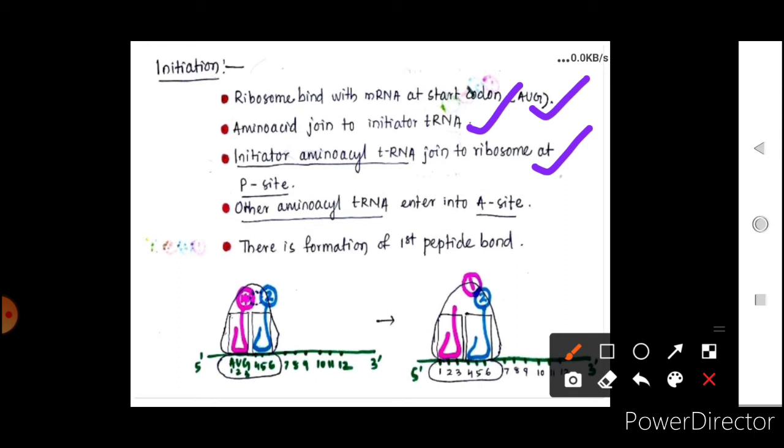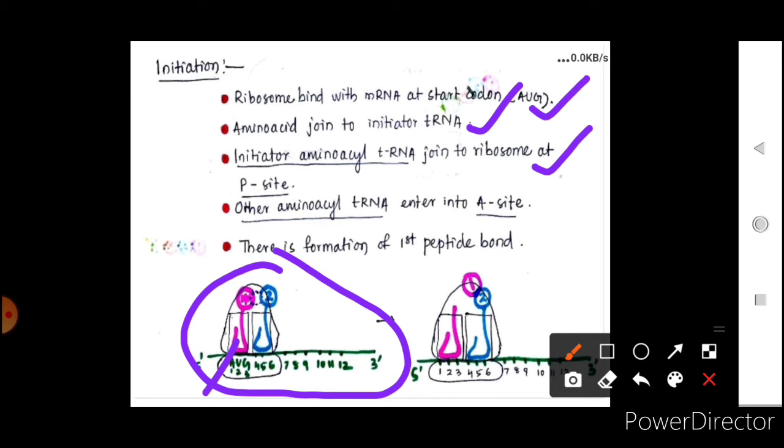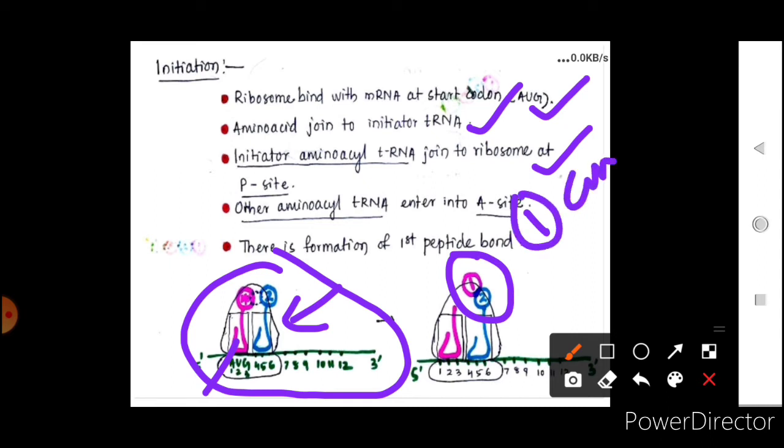So this is the working. You can see here AUG is there. AUG is the initiator one. So the initiator came, then the blue-colored second transfer RNA is coming with an amino acid, and you can see that between 1 and 2 a peptide bond is formed. They will be coming first to the P site, then they will be coming to the A site.